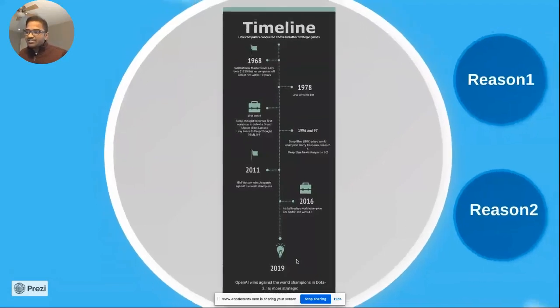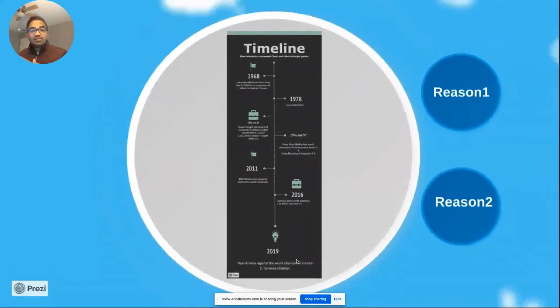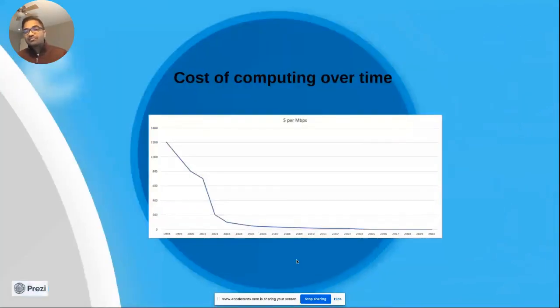And that actually takes us into how did computers get so powerful over time. The first one is that the cost of computing has gone down. It was $1,200 in 1998. That's a dollar per Mbps, and now the graph shows it's close to zero, but it's around 10 to 20 cents per Mbps.